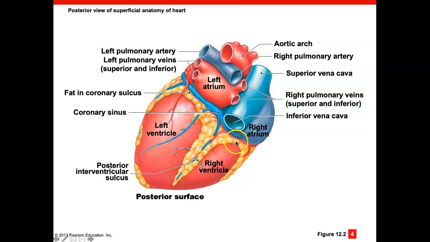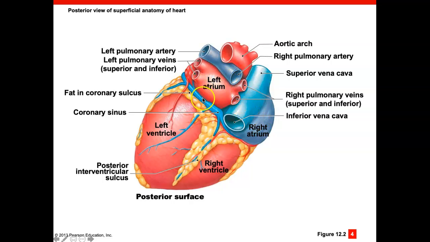This is clearly not an anterior view because the heart is pointing off to the left. So you can see on the posterior view, you still have got some fat in the sulcus. You can see this huge blood vessel, one from the superior region of the body, one from the inferior region of the body, and this is draining the deoxygenated blood from the body into the right atrium.